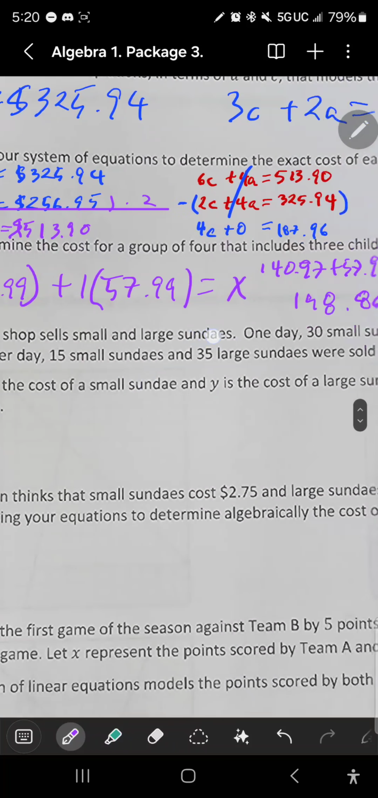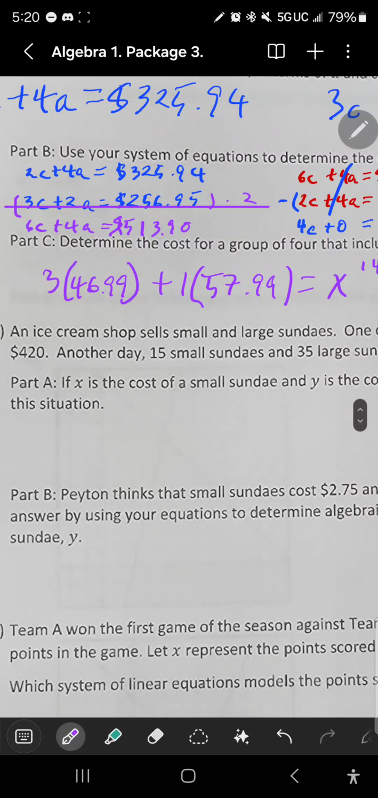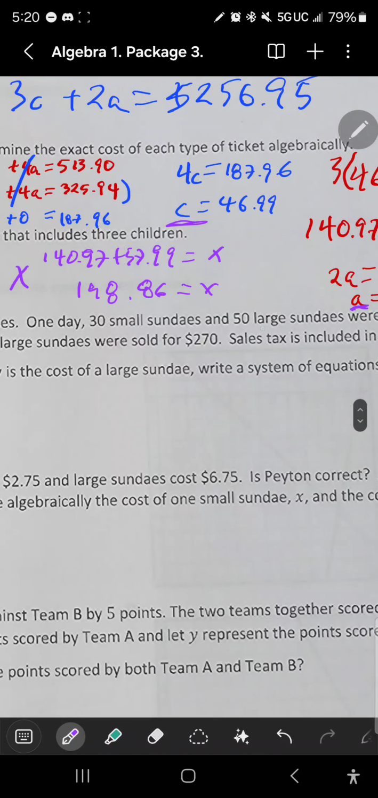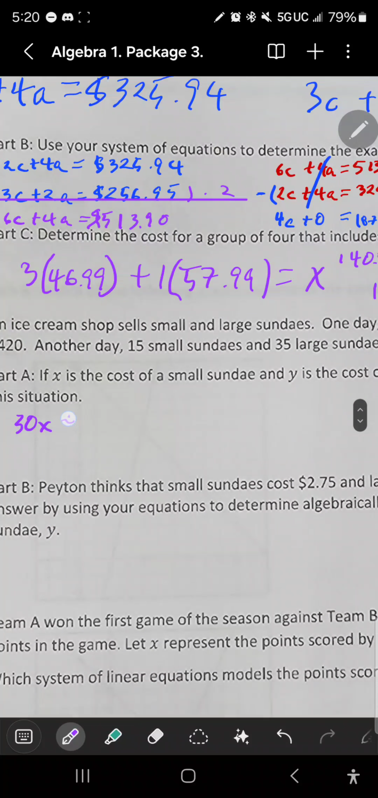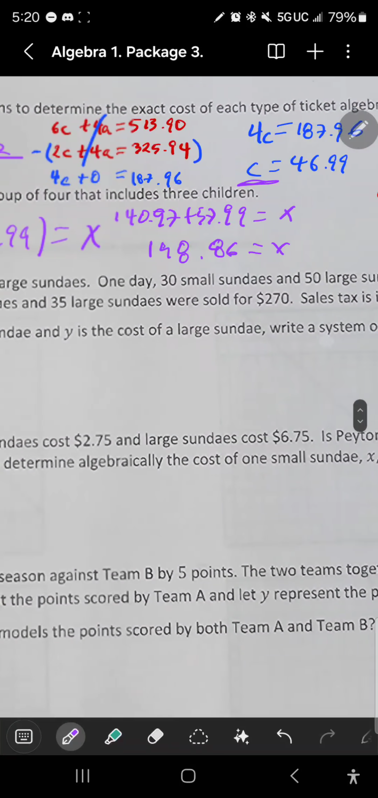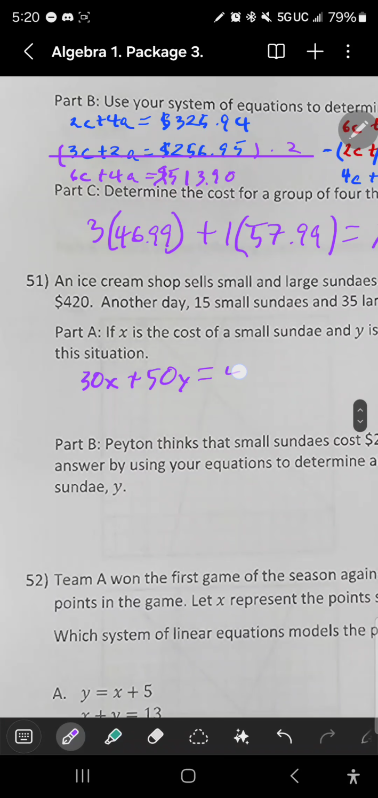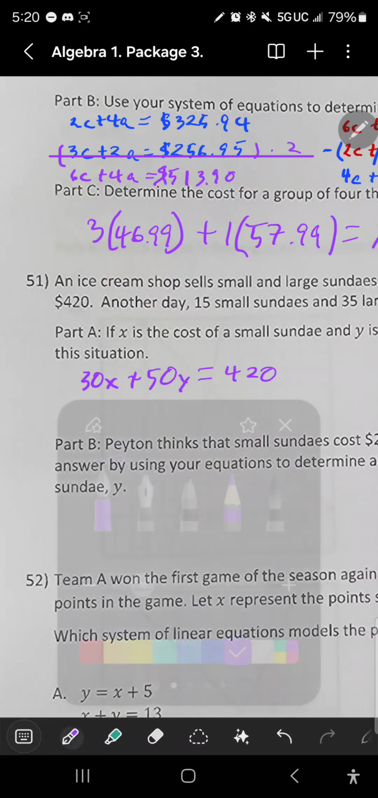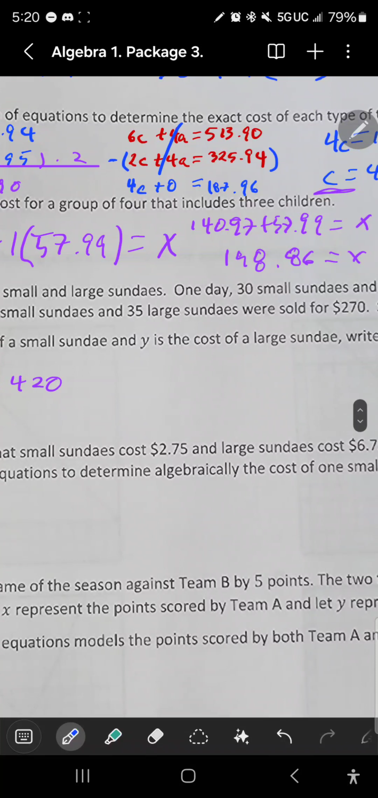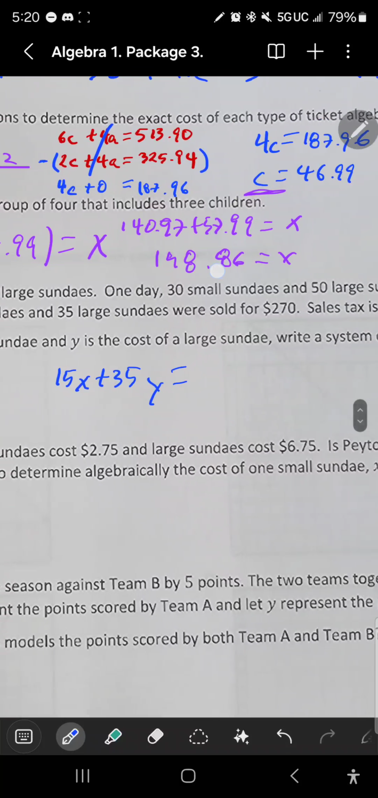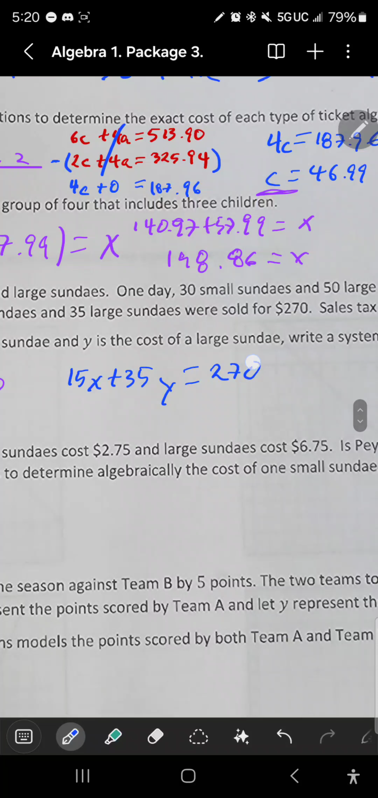So I go, okay, 30 small sundaes. X is small, so it will be 30x. And here it says 50 large sundaes. Large is y, so it will be 50y. It will be equal to the amount of money. The amount of money for that day was $420. Now let's see the other equation. It is 15 small, so 15x, 35 large, so 35y, and that is equal to 270. And here we go. This is our answer for A.